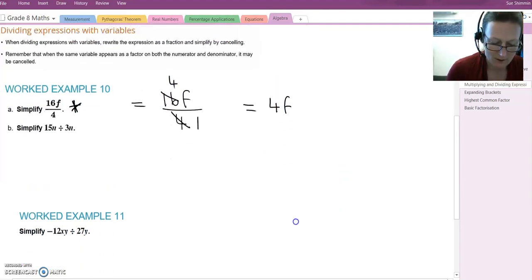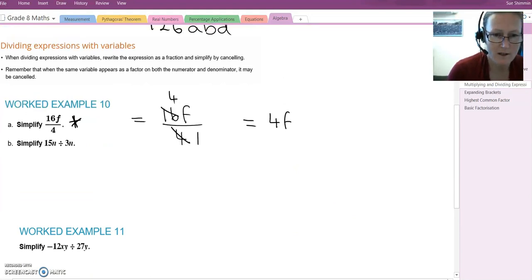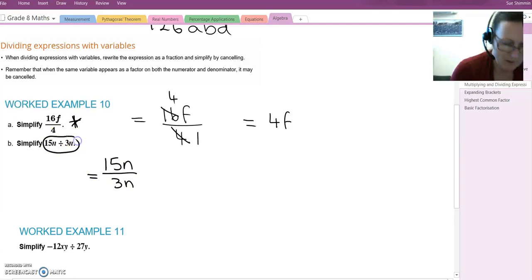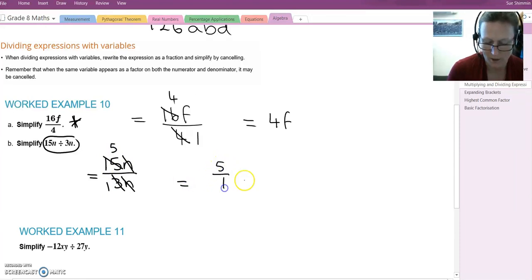Our next one, rewrite this as a fraction. I do think you'll find it much easier. So we write that as 15n divided by 3n. See, it's exactly the same, just written in a way that I think will make it easier for you. Hopefully you can see if there's an n on the top and an n on the bottom, you can cancel those. 3 goes into itself once and 3 goes into 15 5 times. So the answer is 5 over 1, or more normally written just as 5.